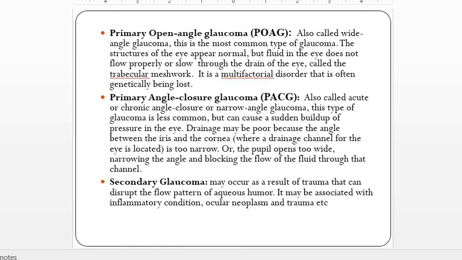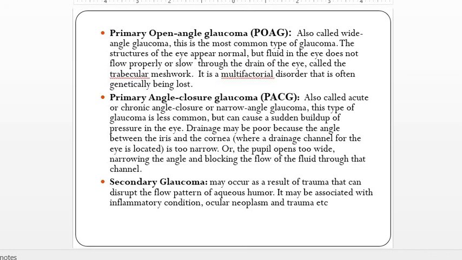So basically, the main difference between POAG and PACG is that in POAG, it is due to inadequate flow of the aqueous humor through the trabecular meshwork, basically a defect in the trabecular meshwork or blocking of the trabecular meshwork.